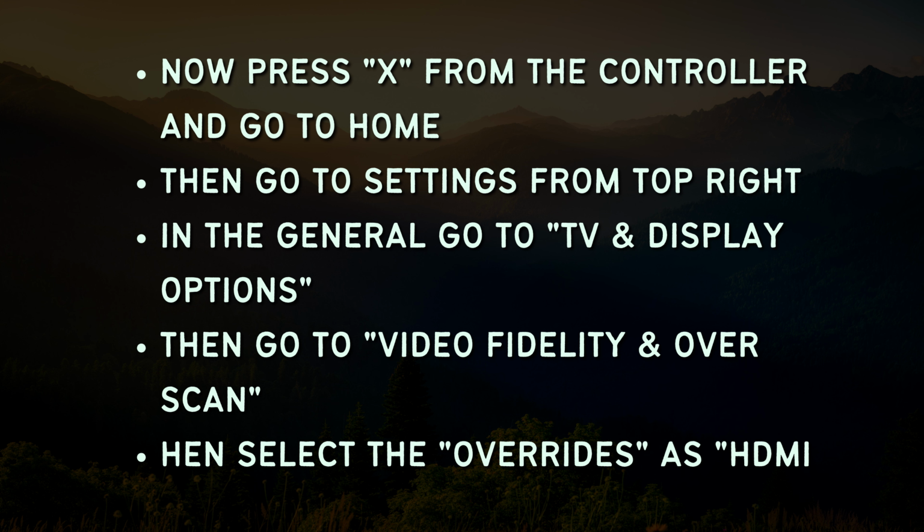Then go to settings from top right. In the general, go to TV and display options. Then go to video, fidelity and overscan. Then select the overrides as HDMI.